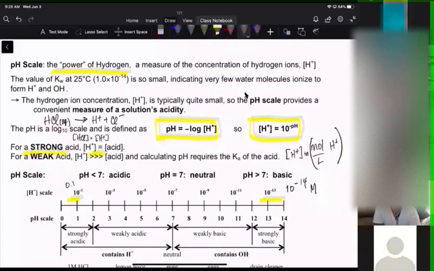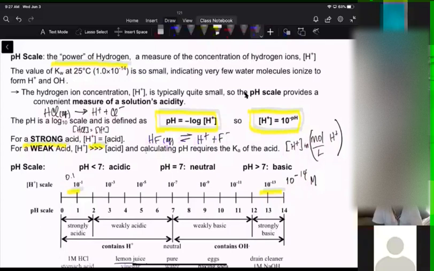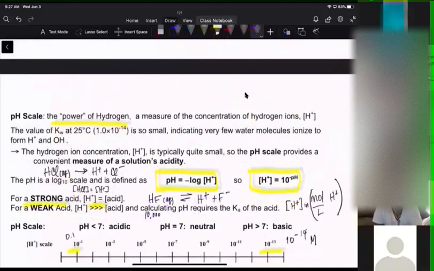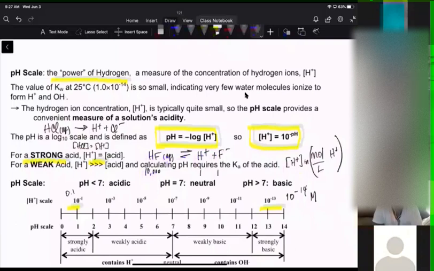Now, if you have a weak acid, and remember HF was an example of a weak acid, we have a two-way arrow, so we have H plus and F minus. And for every 10,000 of these, we have just one each of these. And so what that means is we cannot calculate the pH directly for a weak acid. So we will not calculate pHs for weak acids at all. We will only calculate the pH for a strong acid.